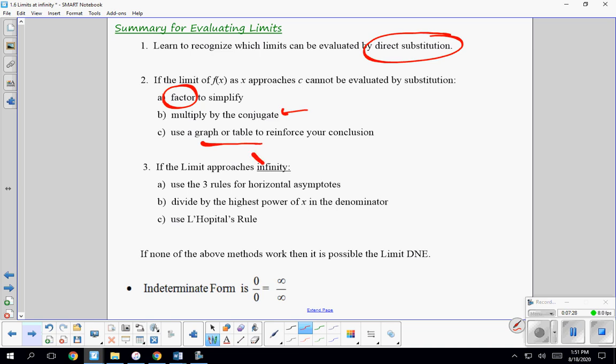If the limit has x approaching infinity, then you can use the 3 rules. You can divide by the highest power of x in the denominator, which is a technique we looked at in the video. Or we can use L'Hopital's rule, which is something we're going to learn about later in chapter 3. And if nothing else works, then it's possible the limit does not exist.